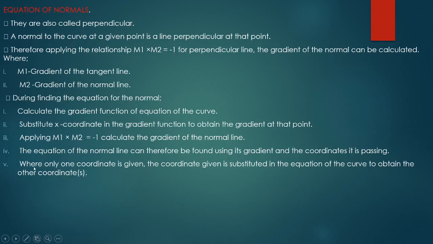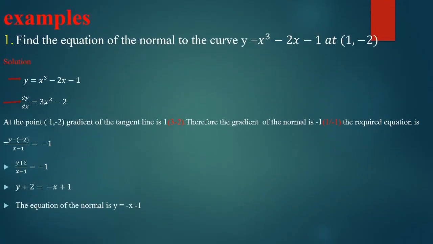As we said from above, where you have only one coordinate given, the first thing you do is substitute in the equation of the curve to obtain the other coordinate. Now, an example: we find the equation of a normal to the curve y equals x cubed minus 2x minus 1 at (1, negative 2). So you are given the point (1, negative 2). Now, what we do, we find the gradient function of this, and then we substitute with x equals 1 to find the gradient of the curve at that point, which is the same as the gradient of the tangent that is passing through that point.